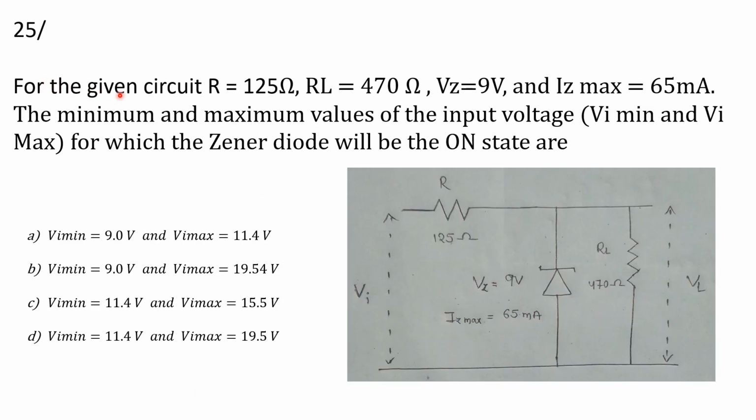And then for the given circuit, R is equal to 125 ohm, RL is equal to 470 ohm, that is the load resistance, VZ is equal to 9 volt, and IZ max is equal to 65 milliampere. The minimum and maximum values of the input voltage, that is VI minimum and VI maximum, for which the Zener diode will be in the on state are. And here are the options you can see, and this is the diagram from where we can solve it.